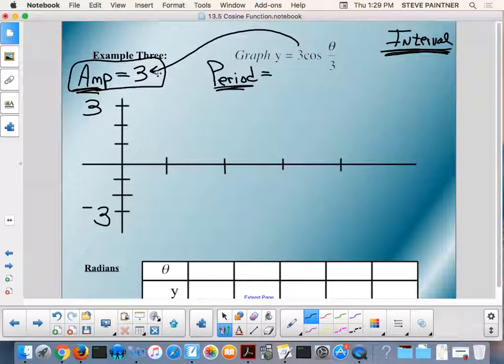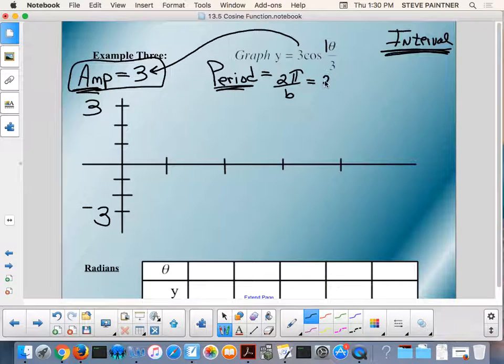I don't think the 3 surprised anybody. The amplitude's 3. The period might have got you messed up. The period's going to be 2 pi over what? 1. B. But what's B? The number times theta. When you said that, what did that mean? Does that say 3 theta? No. It says what? It says 1 over 3, so it's 1/3.